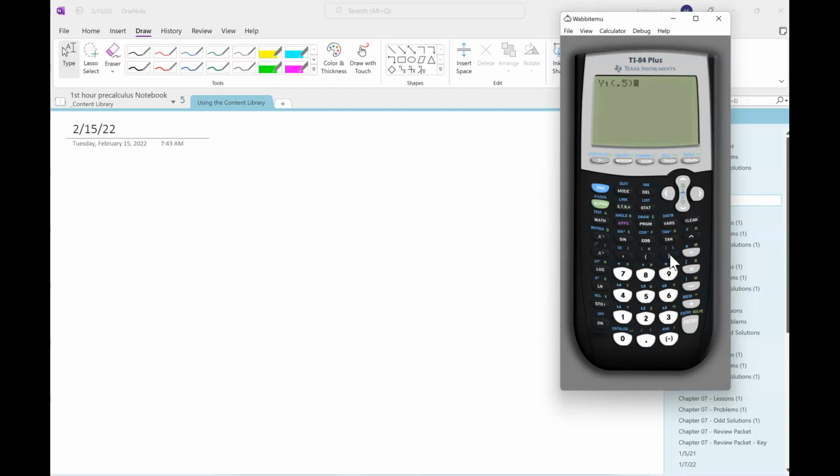I can do y1 of 0.5 like it's a function, right? Like if I did f of 0.5, you guys remember function notation from all your algebra classes to this point? So I'm doing kind of the same notation there. If I do y1 of 0.5, it'll output the value of y1 when 0.5 is x.